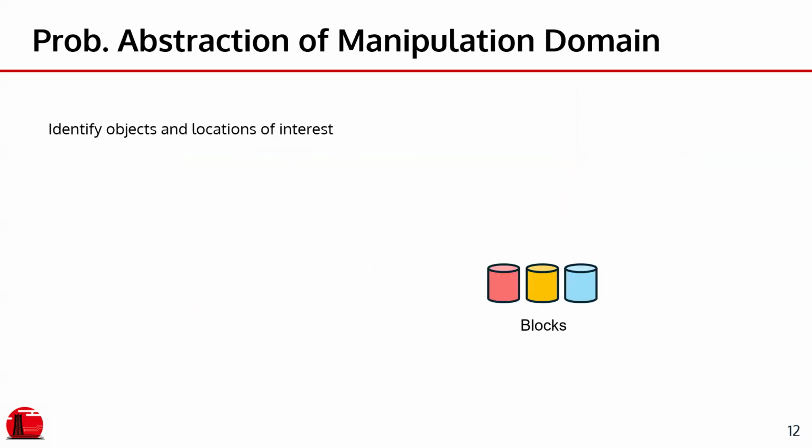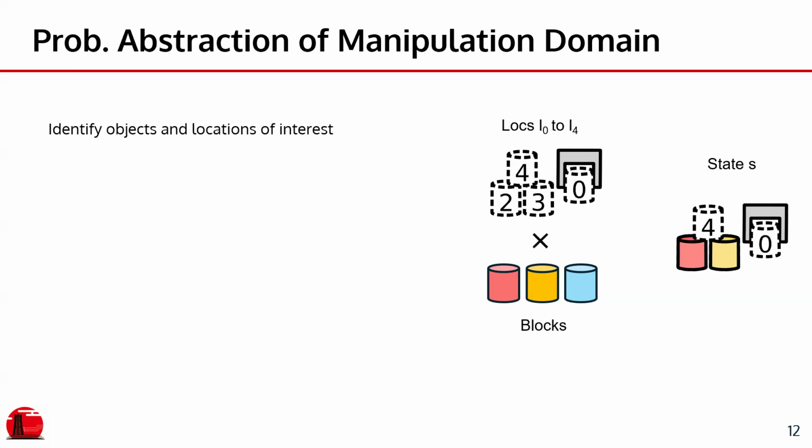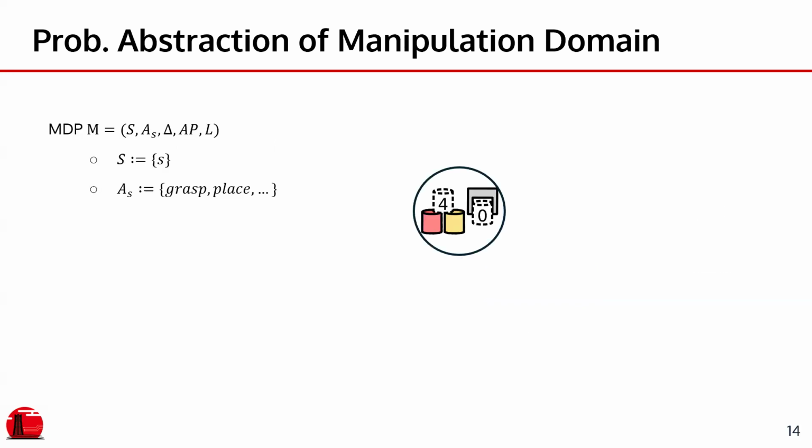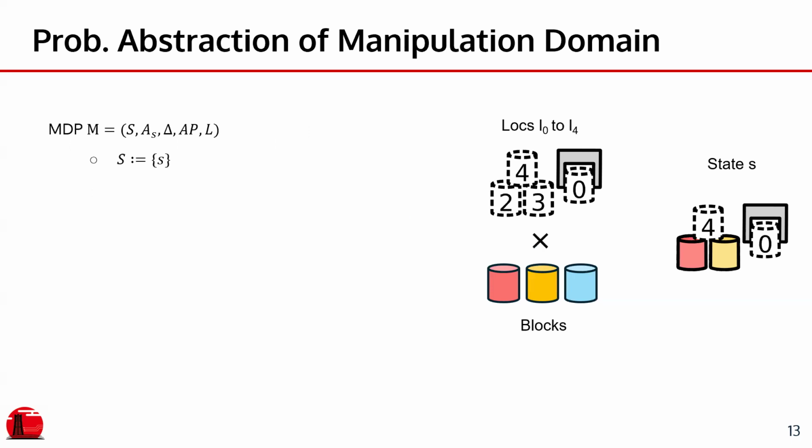To discretize the continuous domain, we first identify all objects of interest. For our toy example, say we have red, yellow, and blue blocks. Next, we group locations as per locations of interest. These include the end effector location and locations L1 to L4 where the objects can be placed. A state in the MDP is a valid configuration of all objects at some location in the workspace. The MDP contains the set of all states that correspond to all possible valid configurations of the objects.